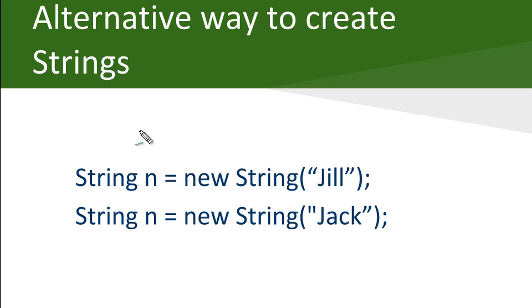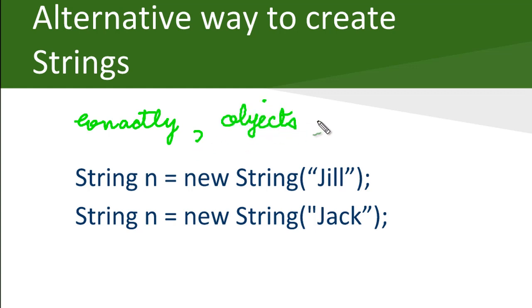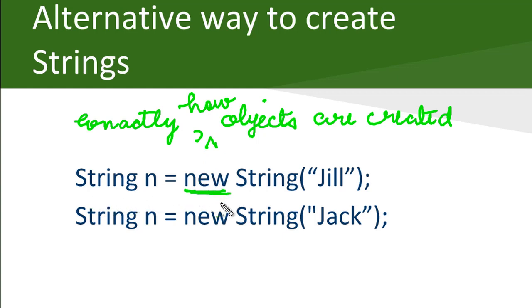Another alternative way to create a string is exactly how we create objects. Objects are created using the new operator. So we'll just write string n. Here consider the name of the string is n and string is the data type as we saw previously, or the string here is the class. Then create a new object from that class, that new string, and pass the sequence of characters to it.